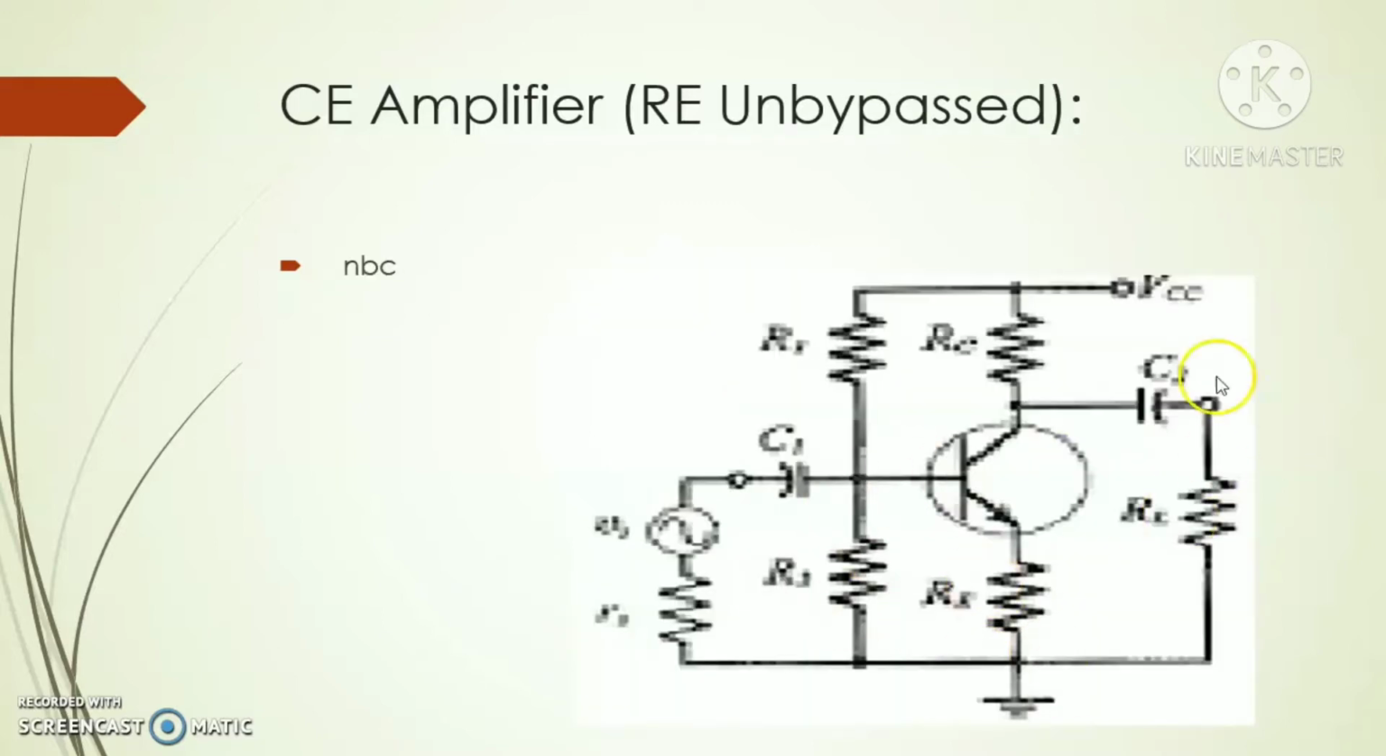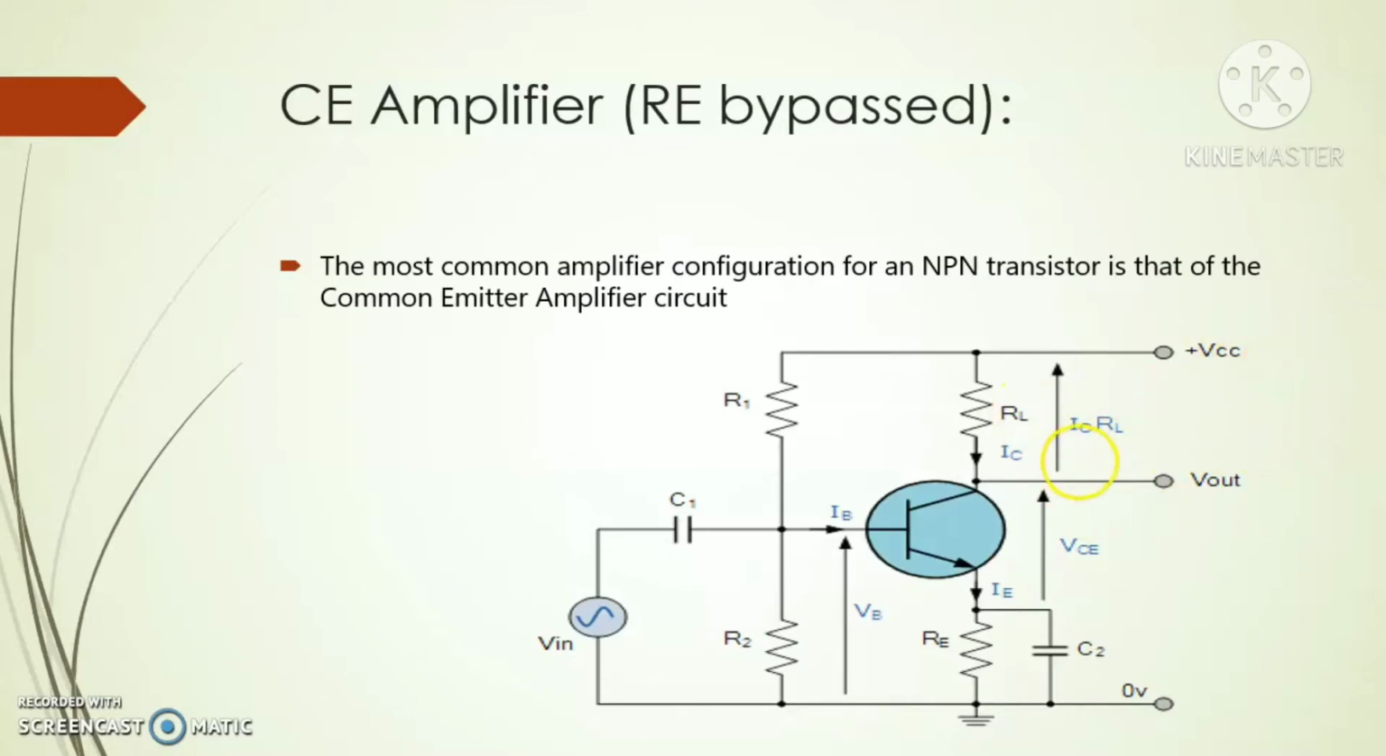Now, if you see this RE unbypassed, the RE capacitor is not present and the RE resistor is there. So here the voltage gain is less, and when you measure the input resistance, it will be high, and the output resistance will be the same as what we get in the bypass configuration. The main effect is on AV and RI. Now in this practical we'll be observing how the gain is affected if I remove the CE capacitor. So thank you so much.